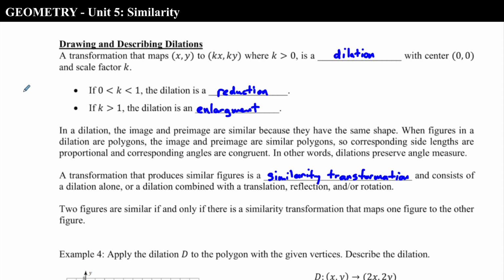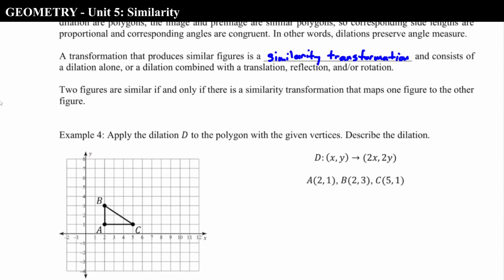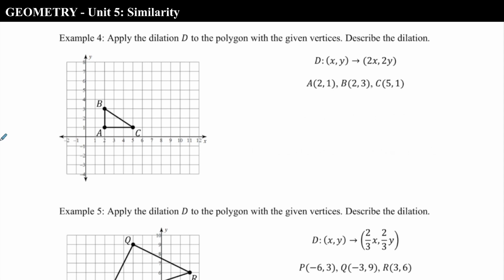So let's do a couple of examples of this to wrap up the section of the unit. In example 4, we're going to apply the dilation D to the polygon with the given vertices, and then we'll describe the dilation. So here we have coordinates. If you can find your coordinates, then you can easily dilate it. We're going to dilate it by a factor of 2. So that is what our scale factor is.